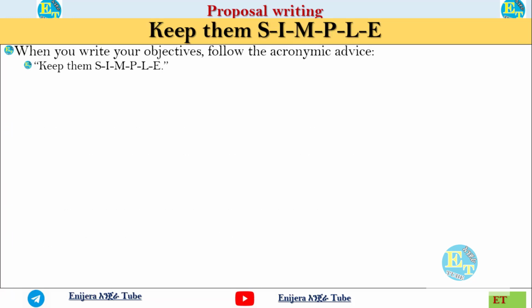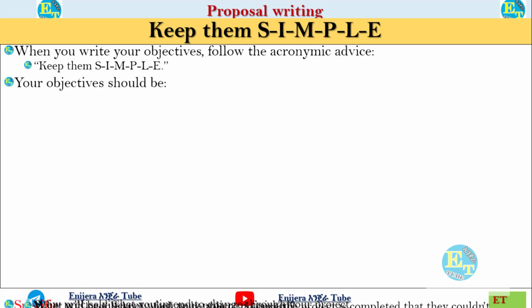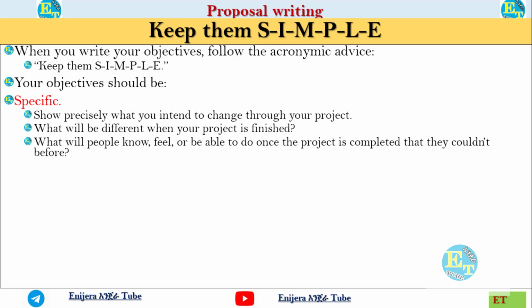Keep them simple. When you write your objective, follow the acronym advice. Your objective should be simple. The first is specific. Show precisely what you intend to change through your project. የኛ ፕሮጀክት ምንድነው ሊቀይር የፈለገው? Show your intention to change through your project.